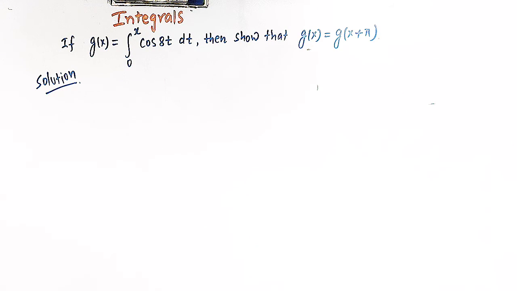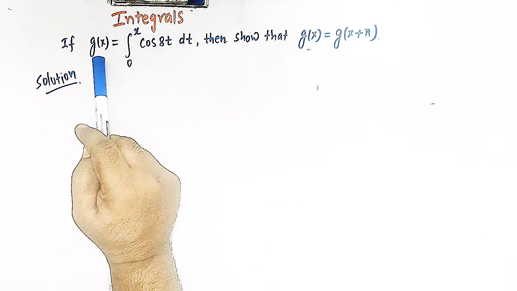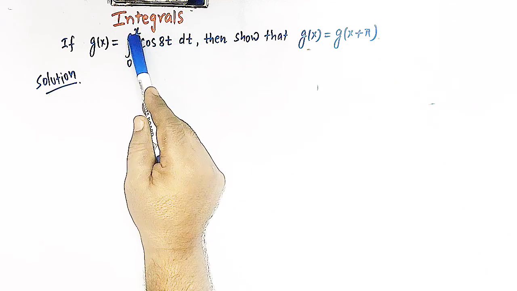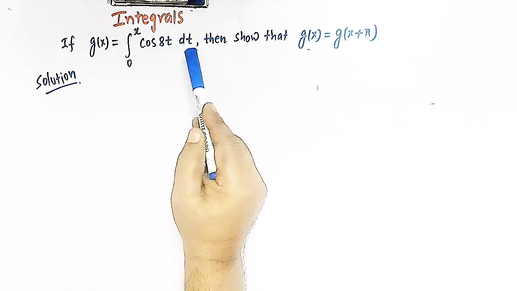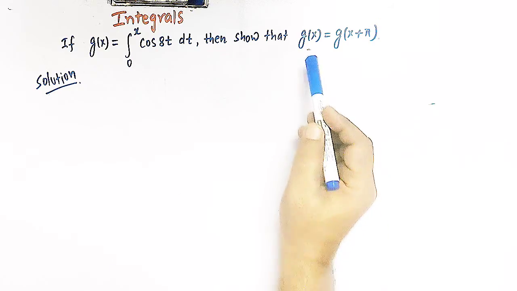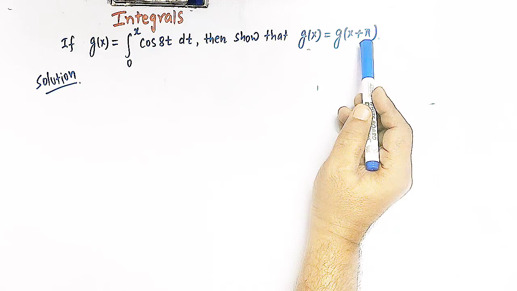Hello, viewers. In today's session, we are going to discuss another important and conceptual problem from integrals. In this session, we are going to discuss this problem where we are given a function g of x that is given by this integral from 0 to x, and the integrand is cosine 8t, and here we have dt. Then we have to show that g of x is equal to g of x plus pi, right?